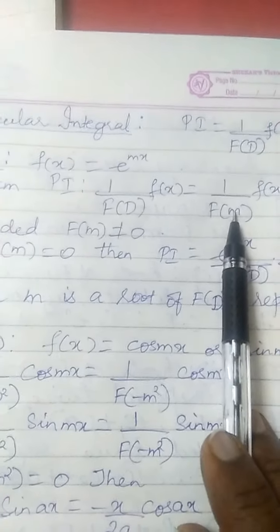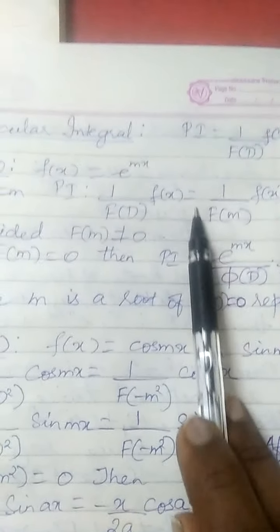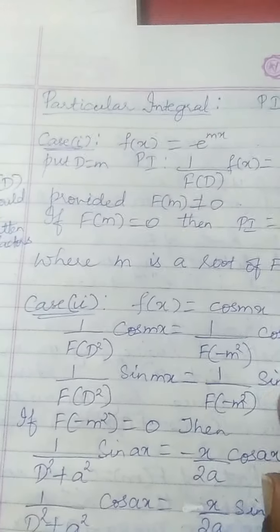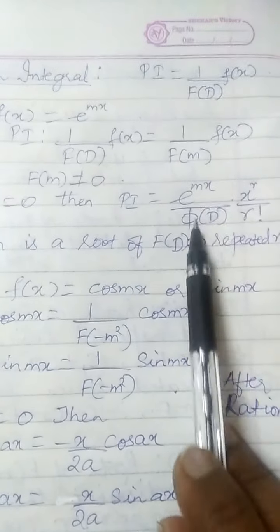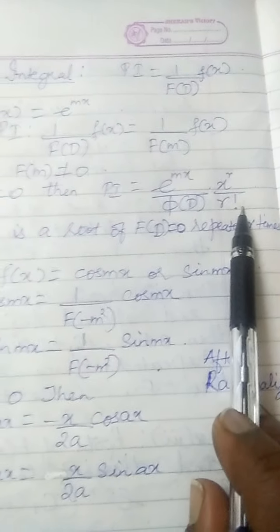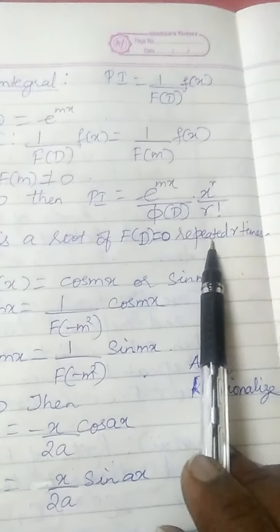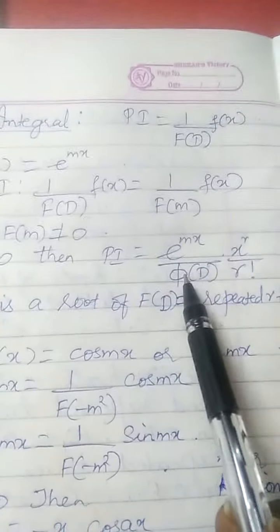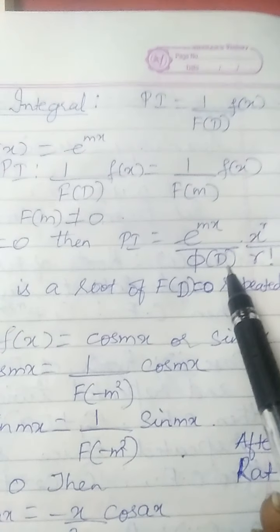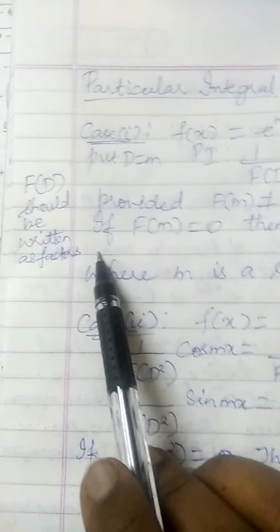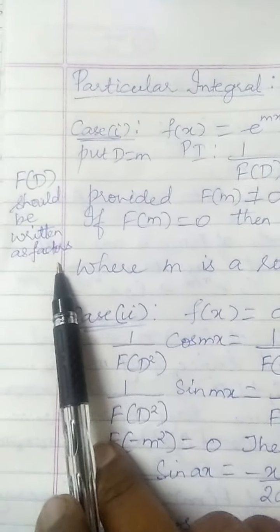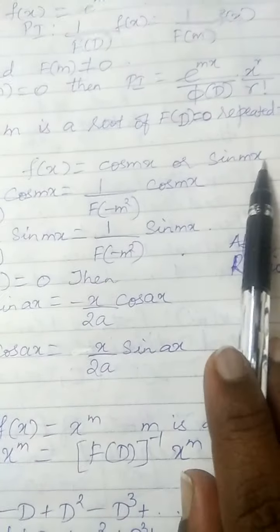In case after we substitute f of m, the denominator becomes 0, then we have to use this formula: e power mx, phi of D, into x power r by r factorial, where m is the root of f of D equal to 0 repeated r times. That is, phi of D is the non-zero value. We should see how many times a 0 factor repeats. Therefore, whenever we have e power mx on the right side, we should always write the denominator in the form of factors.